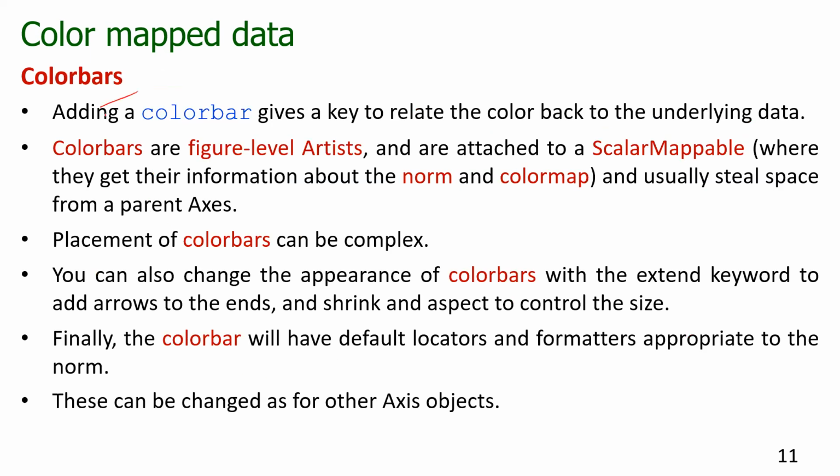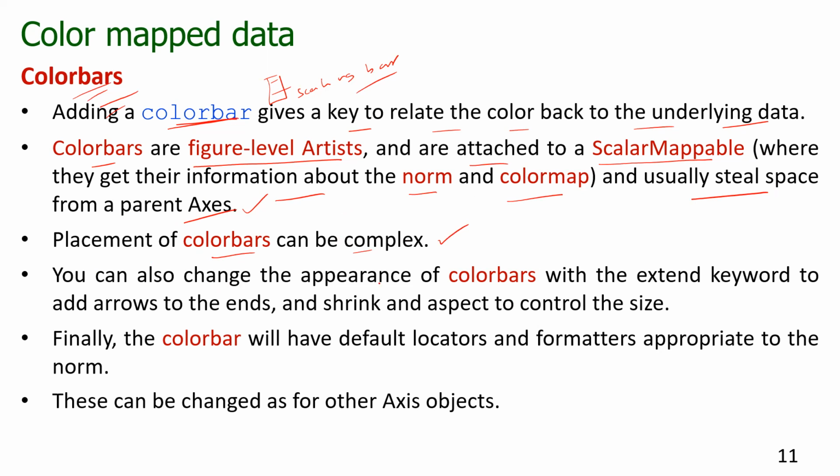Then color bars. Adding a color bar. Color bar means the scaling bar we have seen in the previous graphs. Adding a color bar gives a key to relate the color back to the underlying data. Color bars are figure level artists and are attached to a ScalarMappable, where they get their information about the norm and color map, and usually steal space from a parent axis. Placement of color bars can be complex.